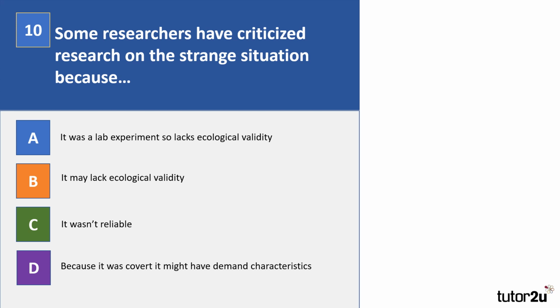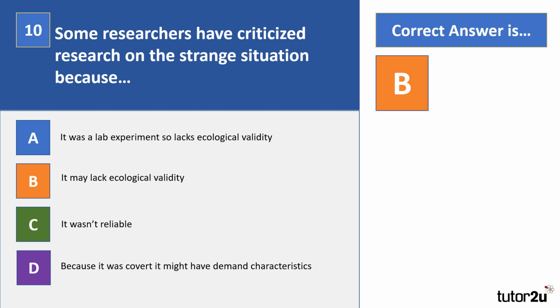Next one. Some researchers have criticised research on the strange situation because A, it was a lab experiment, so lacks ecological validity. B, it may lack ecological validity. C, it wasn't reliable. D, because it was covert, there might have been demand characteristics. Pause your video.